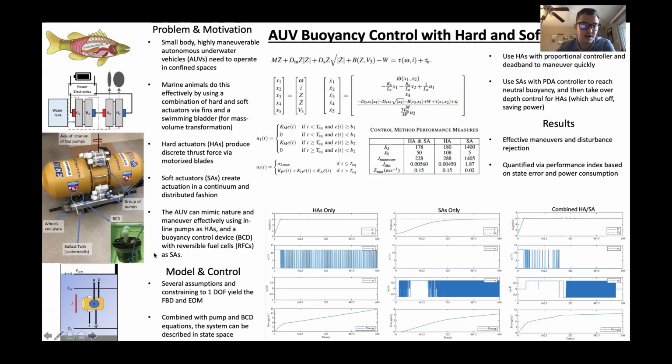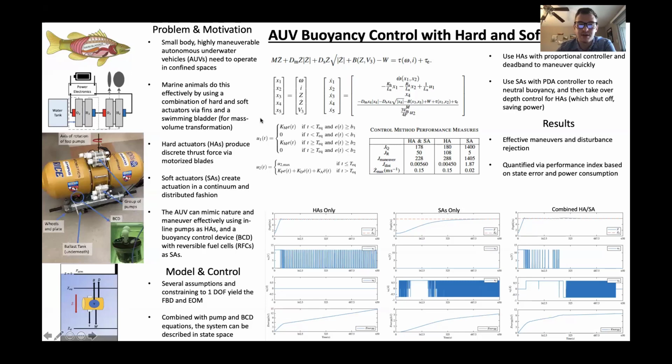Taking this system and making several assumptions and constraining it to 1 degree of freedom, we get the free body diagram here on the left, and then via Newtonian dynamics, this equation of motion. Combining the equation of motion with the pump dynamic equations, which are the first 2 states, and the BCD equation, which is the 5th state, we ended up with this overall state space model for the system.